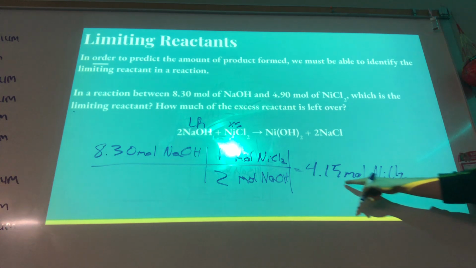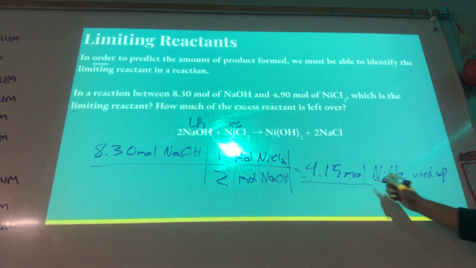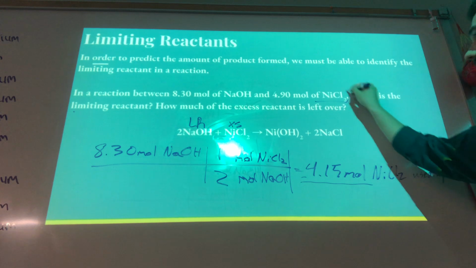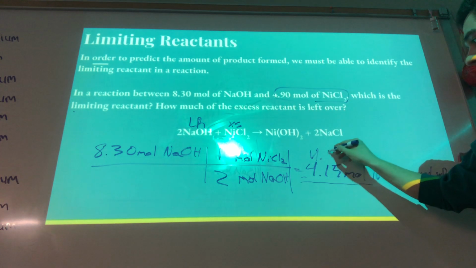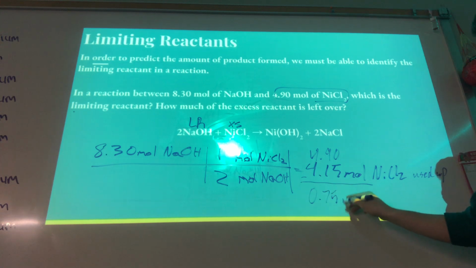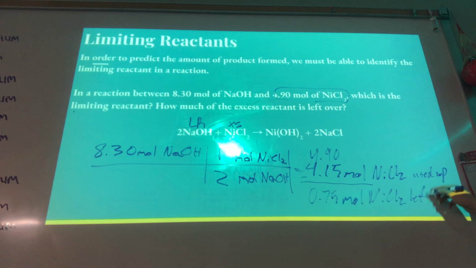So 4.15 moles of nickel chloride used up. How do I figure out how much is left over? Subtract. Subtract from what? From the big number. What's the big number? 8.30. Nope. 4.90. What's 4.9 minus 4.15? Moles of nickel chloride left over.